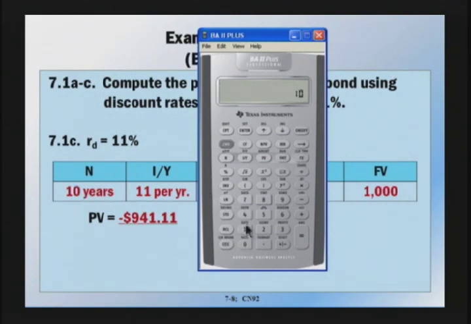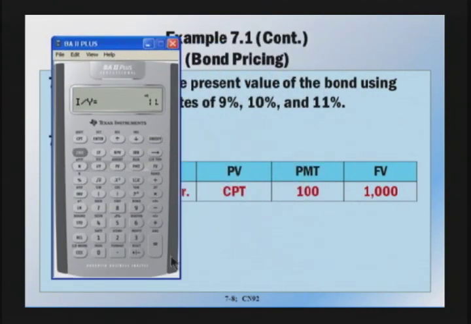10 is the number of payments and the number of annual periods till the par value is paid. 11 is my discount rate. $100 is my coupon payment amount. $1,000 is the par value to be paid one time at maturity, and then I compute the price of the bond and I get $941.11 with the minus sign in front of it because I will pay the $941.11 if I want to get the $100 payment and get the $1,000 future value.